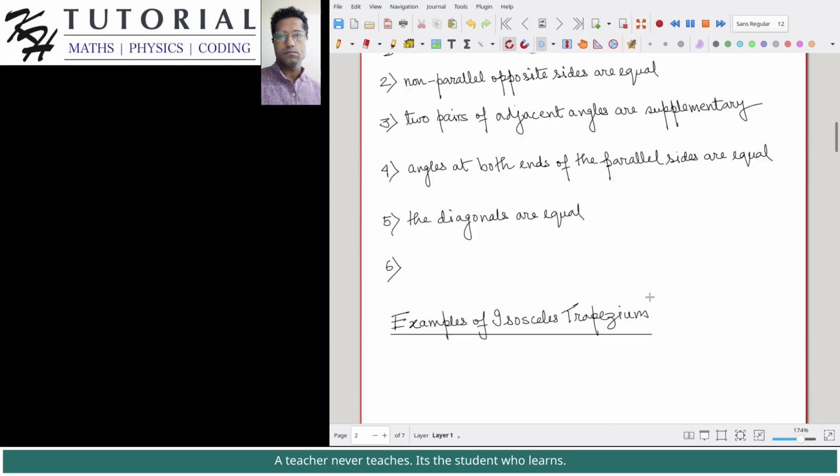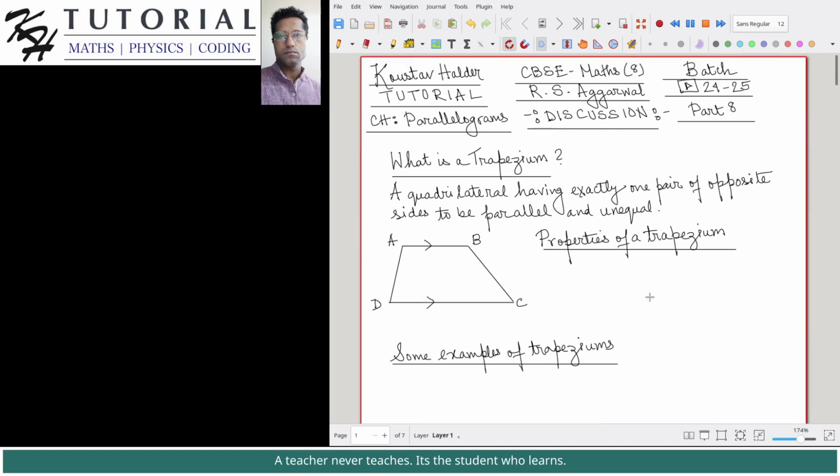So we have already covered what a parallelogram is, and the special types of quadrilaterals, that is a square, rhombus, rectangle. So trapezium is also a special type of quadrilateral where exactly one pair of opposite sides are parallel but they are unequal. So any quadrilateral having exactly one pair of opposite sides as parallel but unequal is a trapezium.